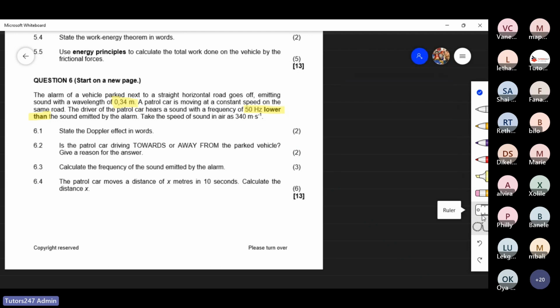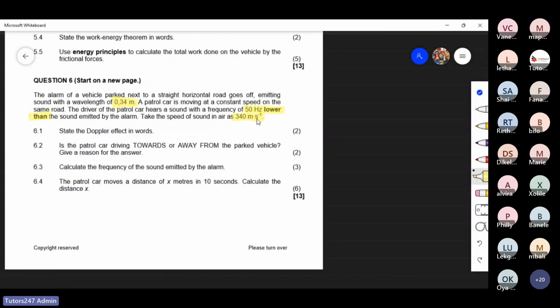Take the speed of sound in air as 340 meters. So the student that asked about this, do they always give it to you? So far, 2 out of 2 cases, we have been given the value of V. So I do believe in most cases, you will be given the velocity of the speed of sound in air. So our first question, we've got 6.2.